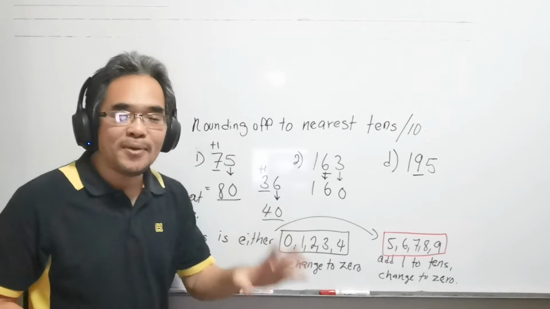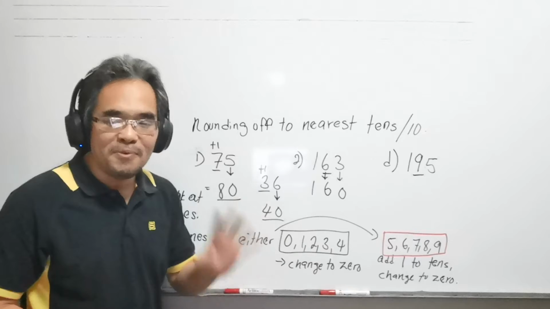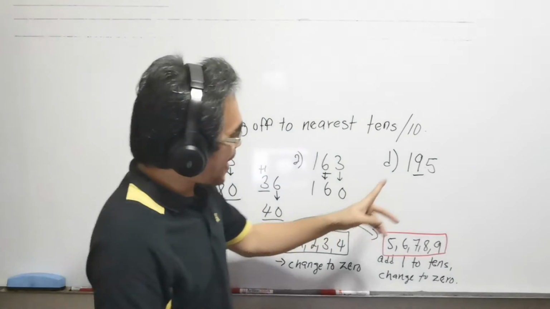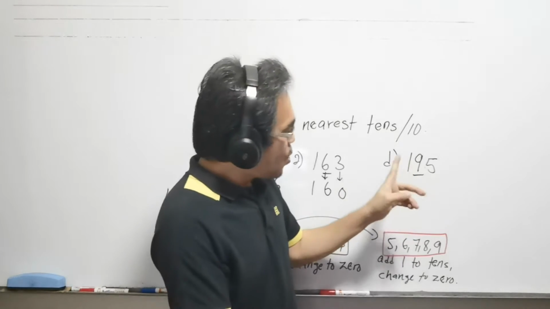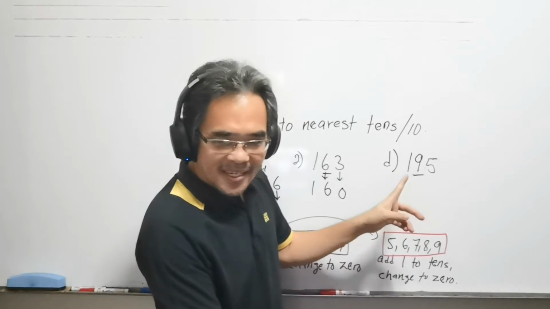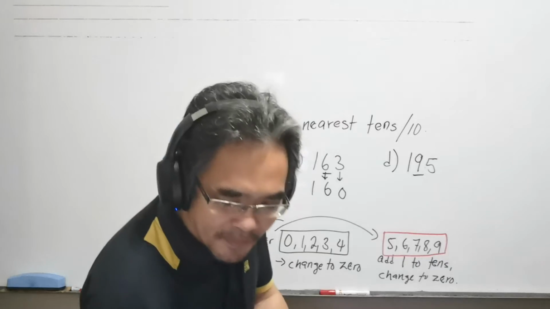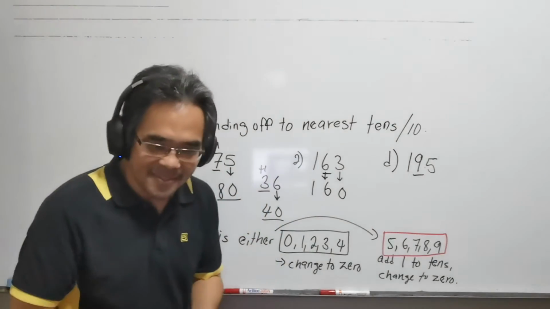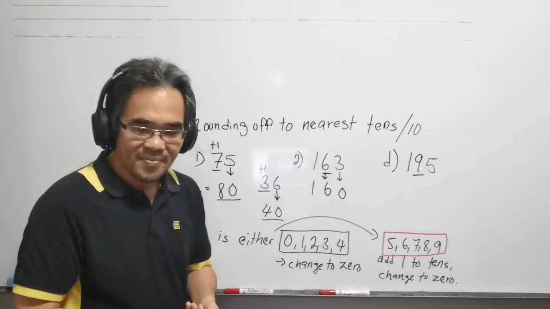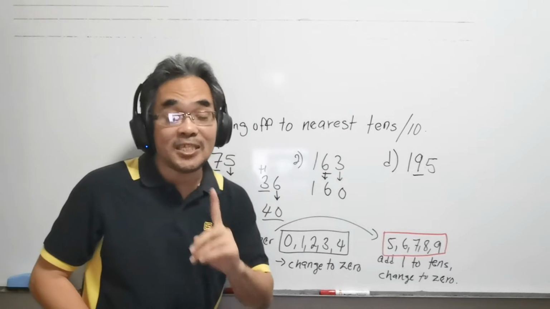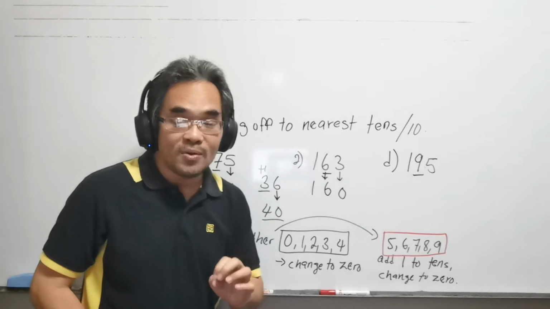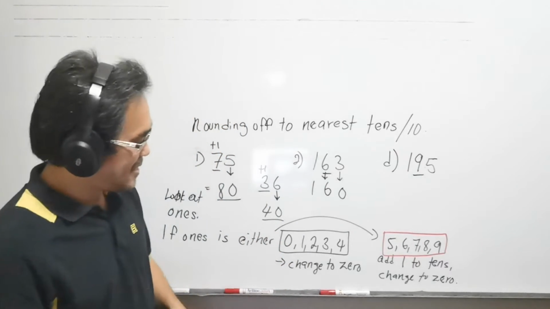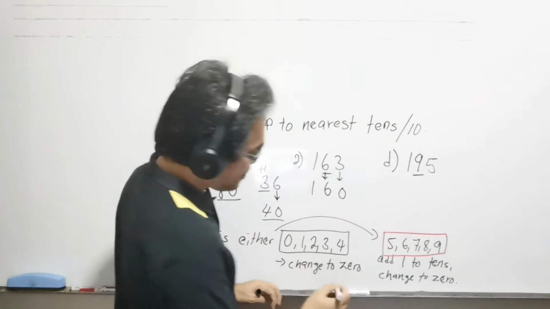Don't worry. I'm giving you 10 examples before you can understand. Now look at the number here. 100. Again, 100. We just rewrite it. This is when we are talking about rounding off to the nearest tens.